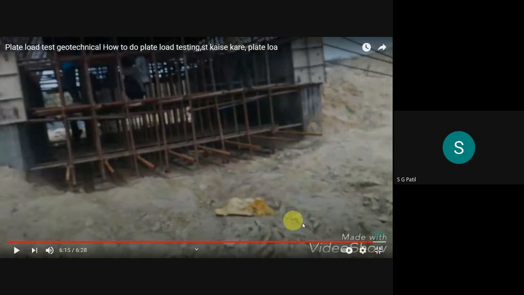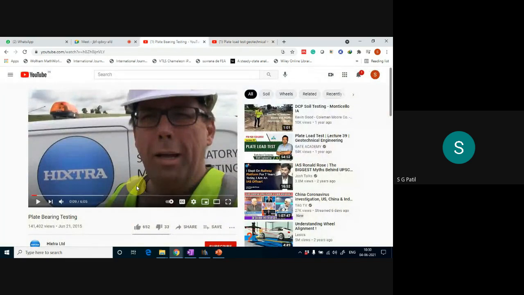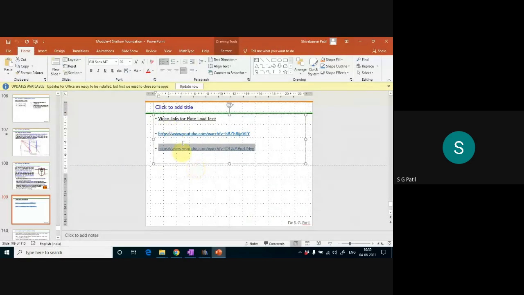It's not the full video anyway. After the setup only, they have shown. Next what they will do, with the help of that jack, they will apply pressure and they will try to lift that whatever dead load or Kentledge is there on the top. Okay, so then they will take the readings. One more video is there, no? In that it will be more clear how they will take the readings, those things. Okay, so you can watch during your free time. The links are here.